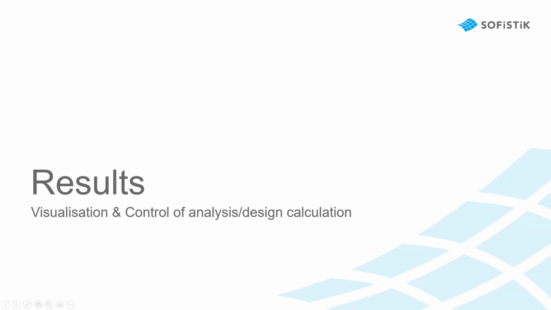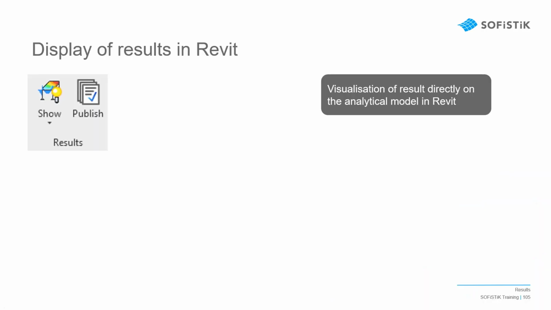While we have managed our main task, which was to perform analysis and design on our concrete structure, it is important to be able to check these values that have been calculated and also to have the tools to share these results with other project participants. An important and great feature of SOFiSTiK analysis and design is the ability to visualize results directly inside of Revit on top of the analytical model.